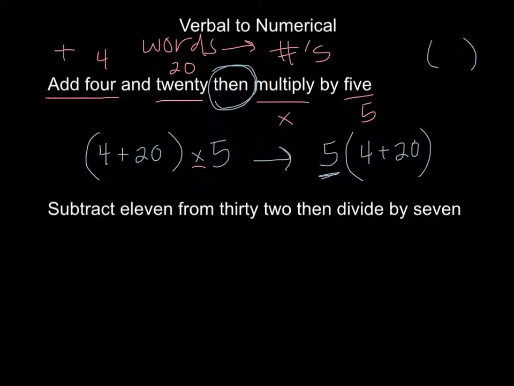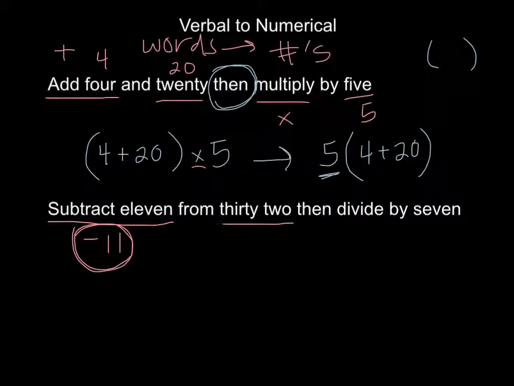Let's try the next example. Subtract 11 from 32, then divide by 7. So subtract 11 tells me there's a subtraction sign in 11. And because it says subtract 11, I know that when I write my problem, it must be in this exact order.